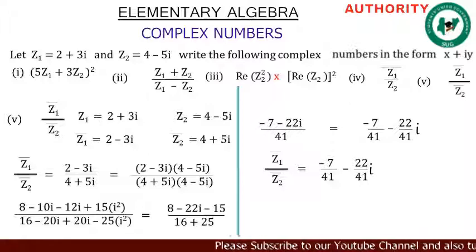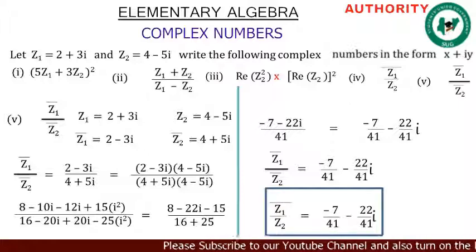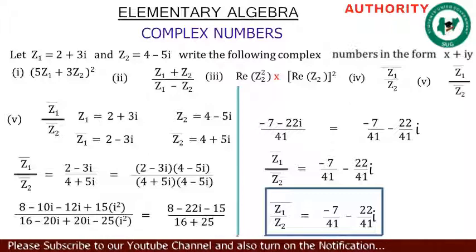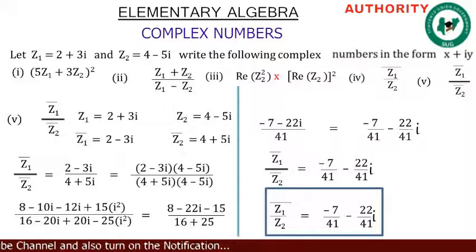All right, so when you look closely, you discover that our number 4, which is the conjugate of z1 all over z2, is the same as the conjugate of z1 all over the conjugate of z2. They gave us the same thing. All right, good. Let's take more examples.